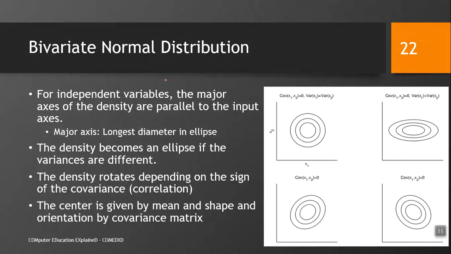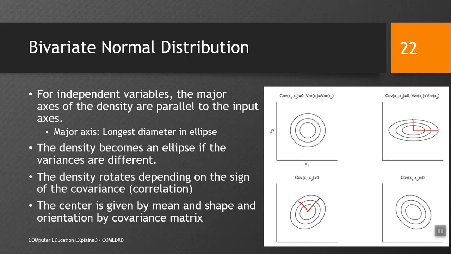Bivariate normal distribution, we continue the discussion. For independent variables, the major axes of the density are parallel to the input axis. This is the point that we have already seen in the previous slide. Major axis, longest diameter in the ellipses. For example, in this case, this is the major axis and this is the minor axis. In this case, this is the major axis, right, and this is the minor axis, right.